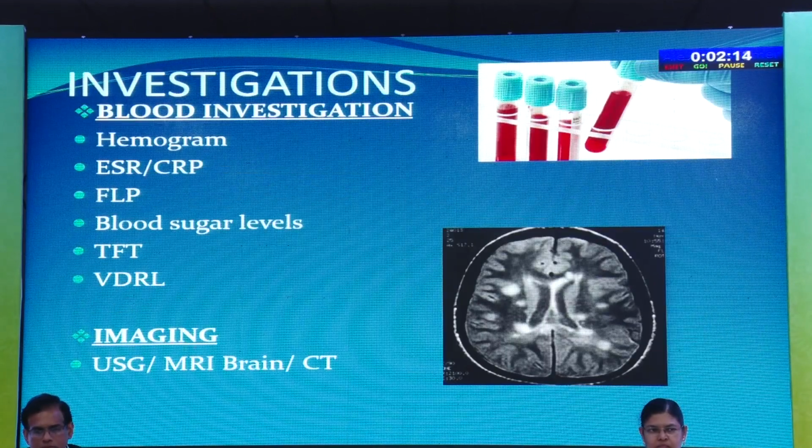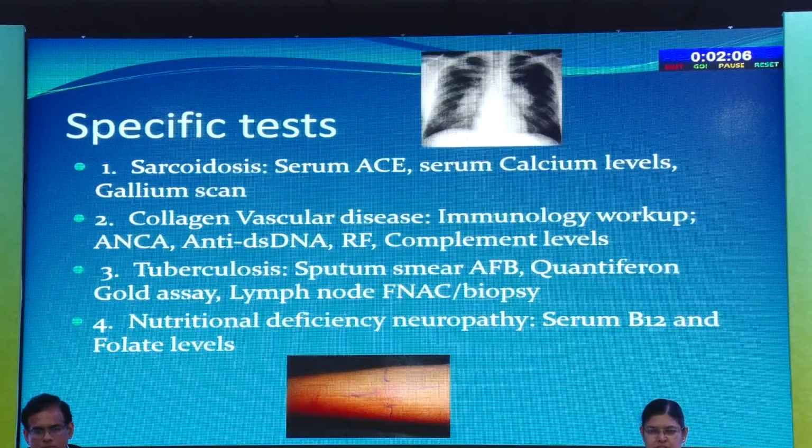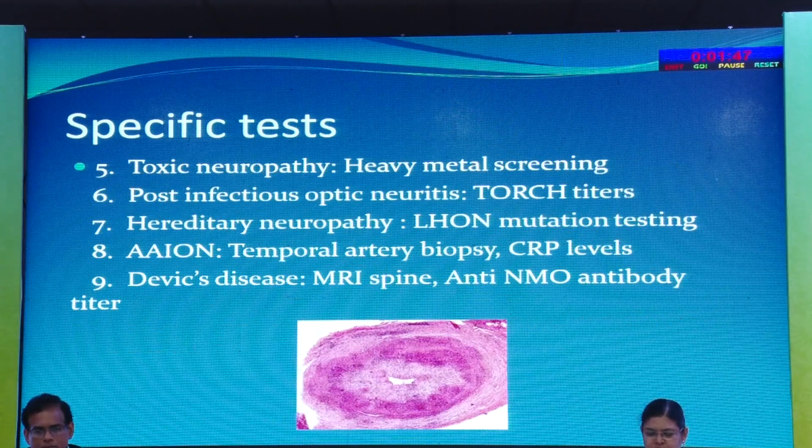So apart from the routine blood investigations, if you are suspecting a tumor, demyelination, or fracture, we do imaging and tests. If you suspect a specific disease, the test has to be tailored according to that, as in sarcoidosis, serum ACE levels, calcium levels, chest X-ray, sputum smear, AFB in tuberculosis, lymph node FNAC or biopsy. Or in toxic optic neuropathies, heavy metal screening.